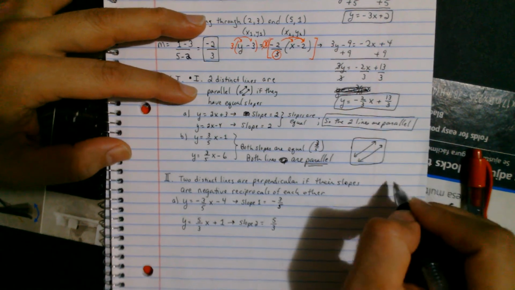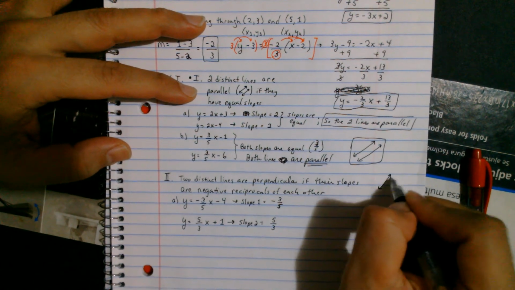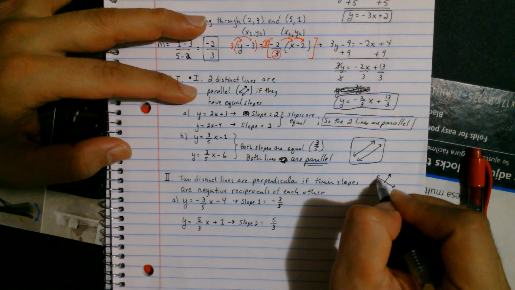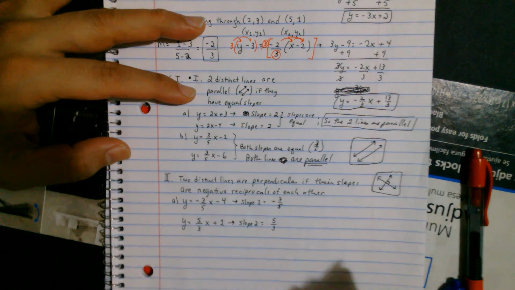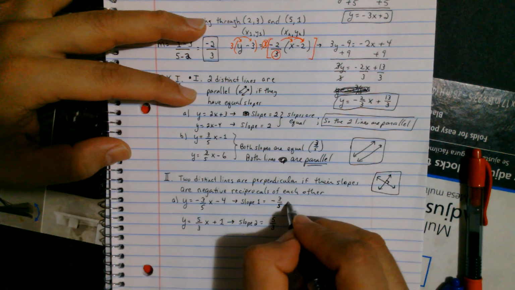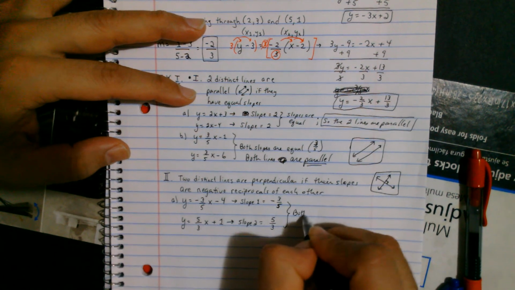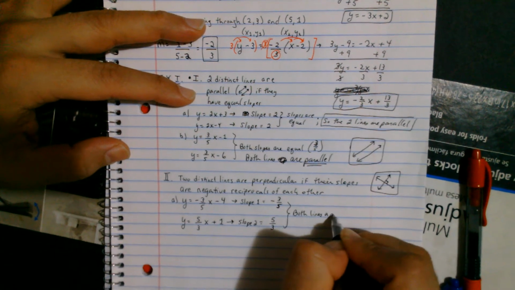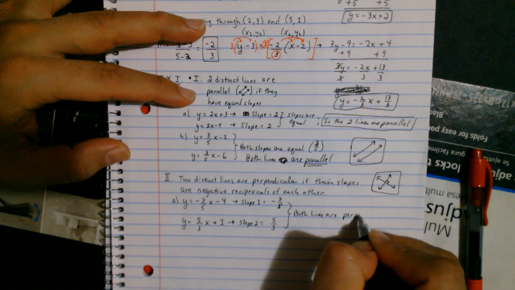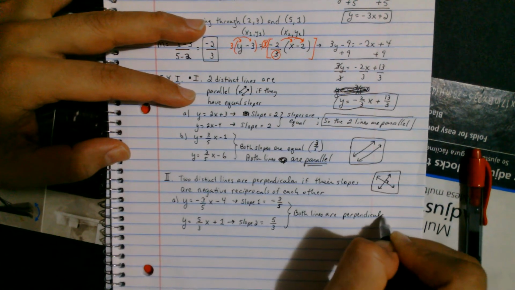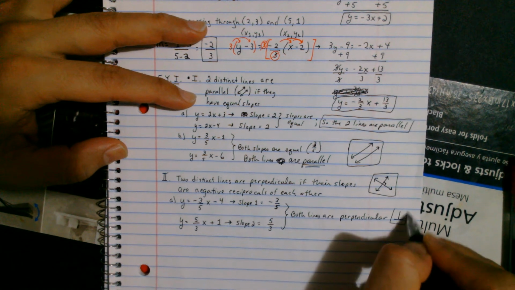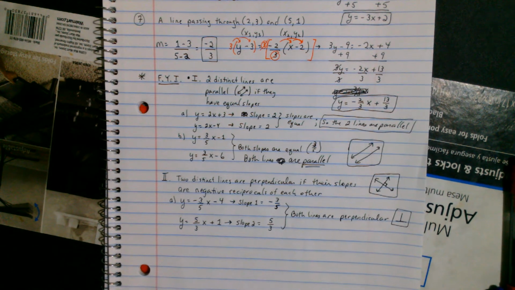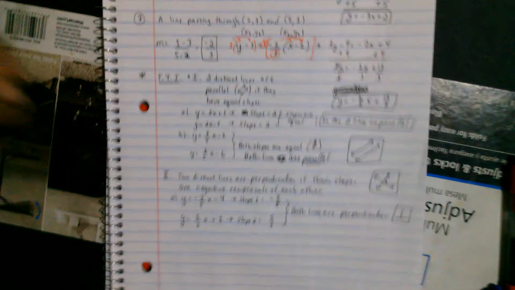So perpendicular, I'm going to explain that. It's when two lines intersect at a right angle. So we say both lines are perpendicular. The universal symbol for perpendicular is an upside down capital T. That's what it means, perpendicular.